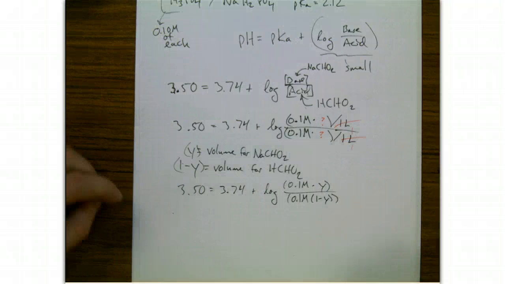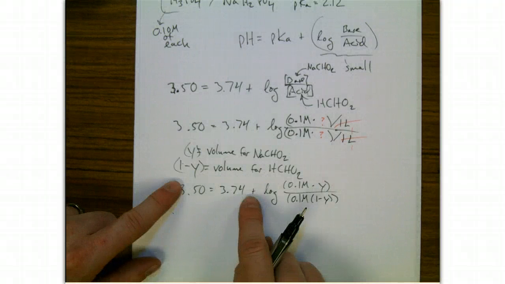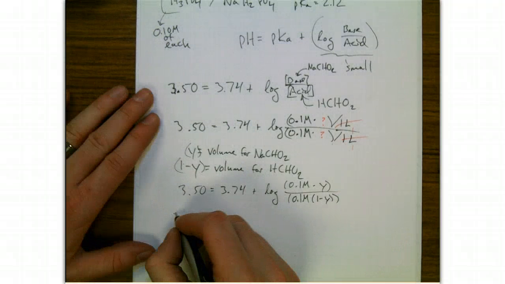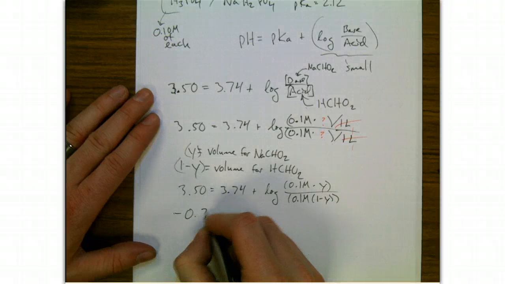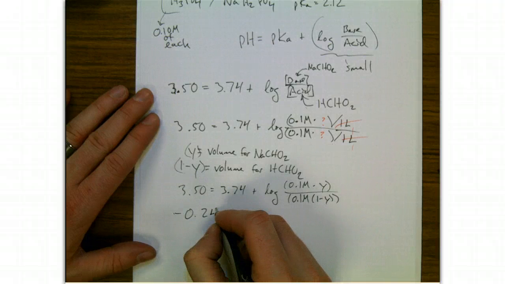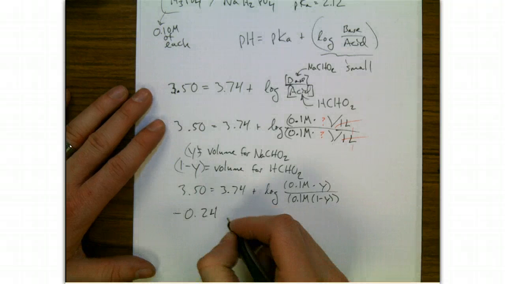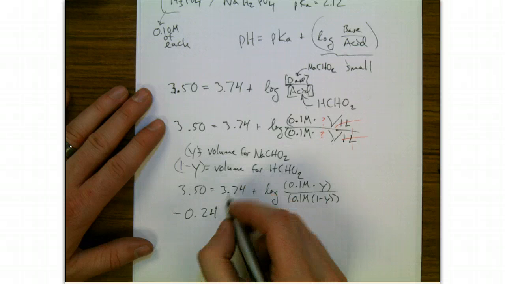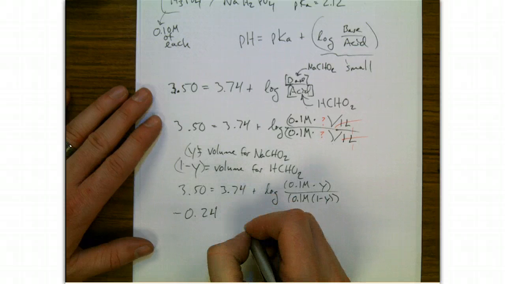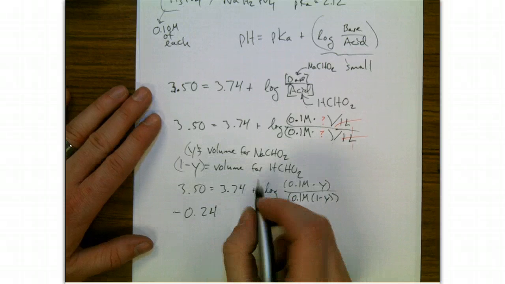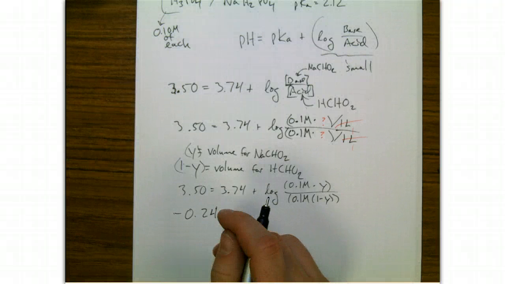So what I can do is take the difference between these two. I could subtract this to the other side, and I get something like negative 0.24. Am I doing my math wrong? 0.244, I believe, is right. No, I'm way off. I'm going to pause this. Something's wrong with my math.